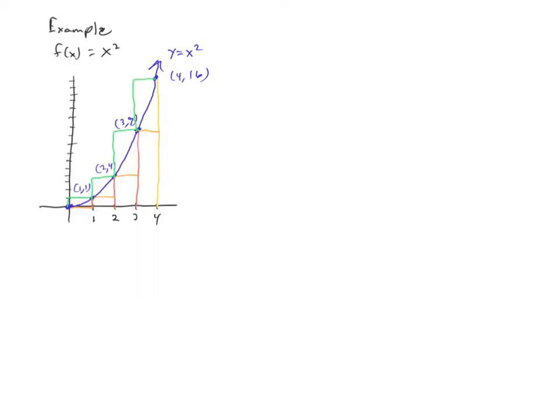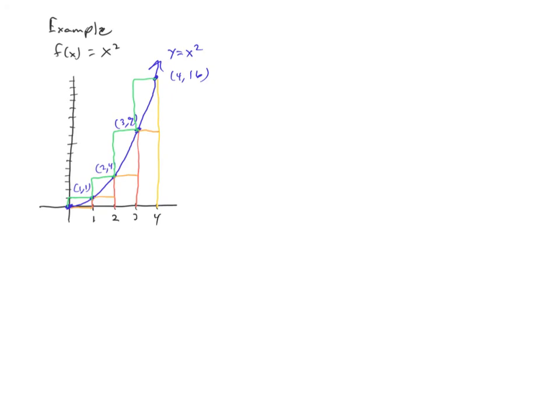Let's look at an example of this, and we're going to really look at 2 examples, 2 very common ones that you deal with. The function we're going to be working with in this case is f of x equals x squared, and I've identified we're going to have a regular partition. We're going to approximate the area between f of x equals x squared and the x-axis from 0 to 4.